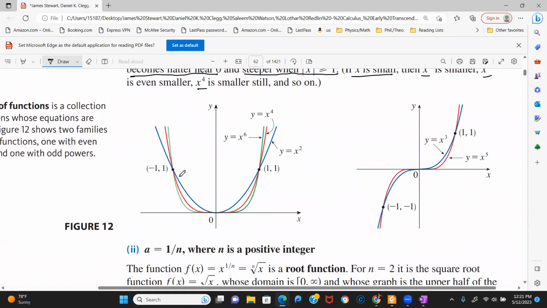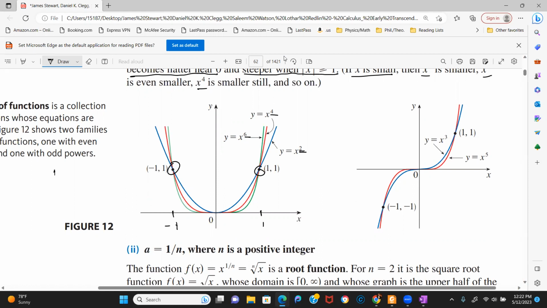Okay, so here's the even case. So you have x squared. It's a comparison of these points, and notice they all intersect here. (1, 1) and (-1, 1) are points on x squared, x to the sixth, x to the fourth. And they all basically have that same shape, as I said, but it flattens out more. And so here's 1, here's -1.